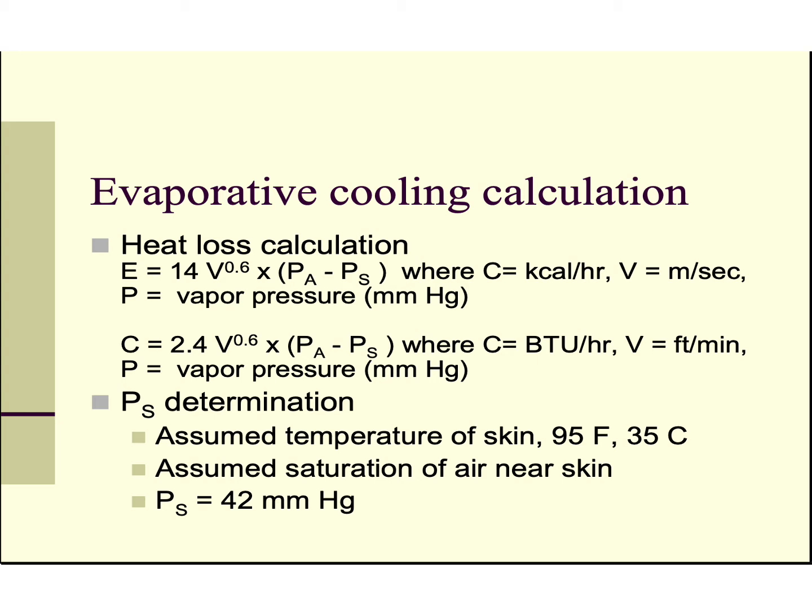At the skin, we assume that the skin is at 95 degrees Fahrenheit, 35 degrees C, just as we did for convection. And we assume that the skin is thoroughly wetted, so the air is saturated right at the skin, and therefore we use the saturation pressure of water at 95 degrees F, which is 42 millimeters of mercury. So you don't have to do any calculation or measurement on that. You just always plug in 42 millimeters of mercury for P sub S. Now P sub A, the partial pressure in the air, will always be less than that. So E, if there's any heat transfer going on, will always be a negative number.